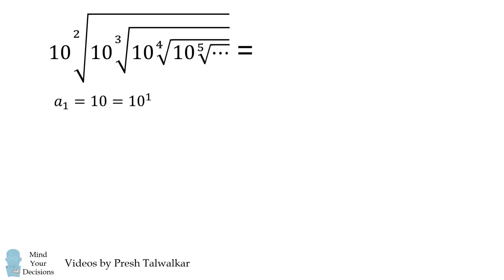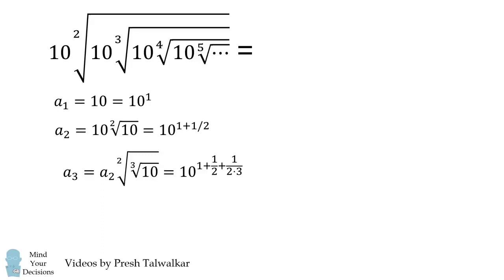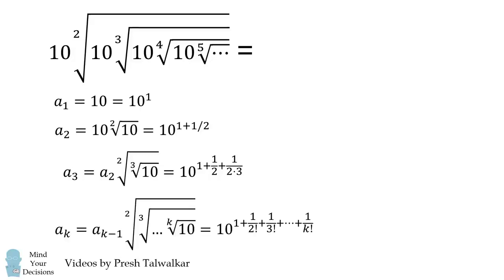The first term is equal to 10 to the power of 1. The next partial product will be 10 times the square root of 10, so we get 10 to the power of 1 plus 1/2. The third partial term will be the second term, and then we have the square root of the cube root of 10. And this works out to be 10 to the power of 1 plus 1 over 2 plus 1 over 2 times 3.